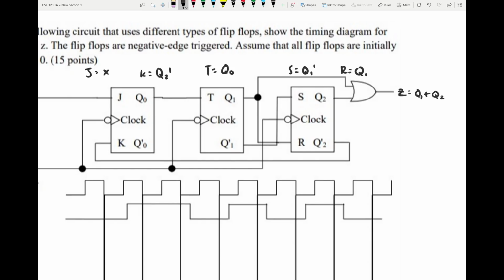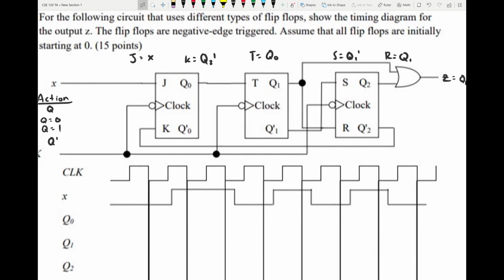Okay, now for flip-flop, we're only going to update the output when the clock is at a negative edge, right? Because our instructions are telling us that these flip-flops are negative edge triggered. So it's only going to update at a negative edge.